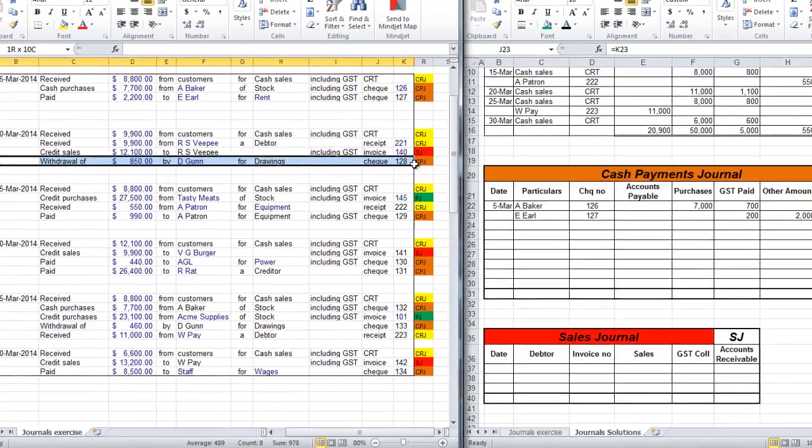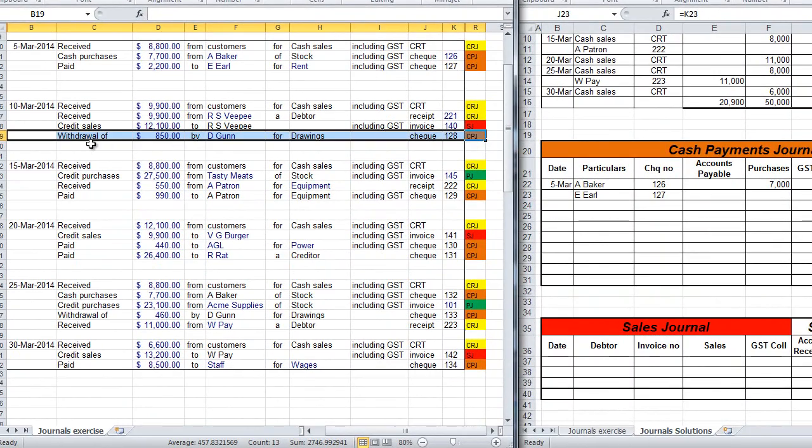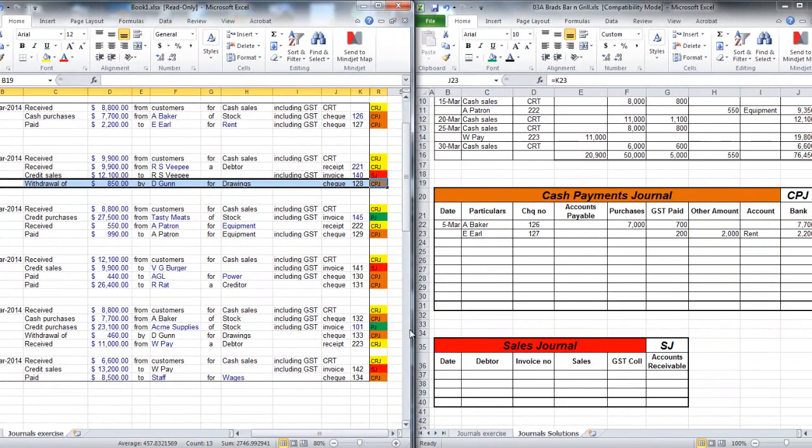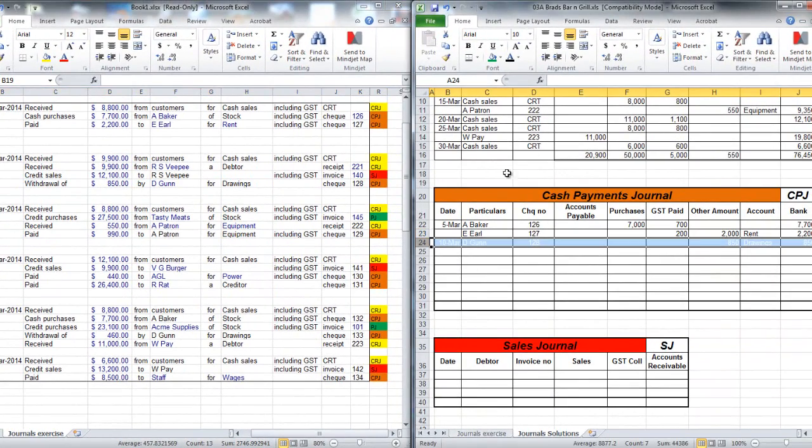Withdrawal. This is an interesting one. The owner, Mr. D. Gum, took out money from his own business. It's still a cash payment to the owner. Even though he owns the business, he is still getting some money out of it. So we still do the date, who it went to, the check number. Generally they go in sequence, not always, but that was the idea, to keep them in sequence. And this time it doesn't have any GST. Anything to do with giving owners money doesn't attract GST, because GST is about goods and services, and drawings doesn't apply to that. So, and we do the total. Voila.